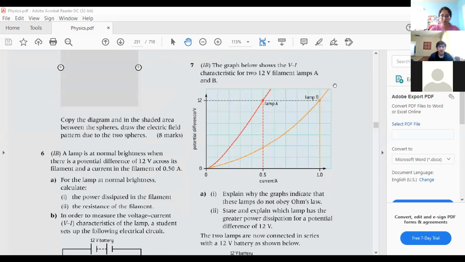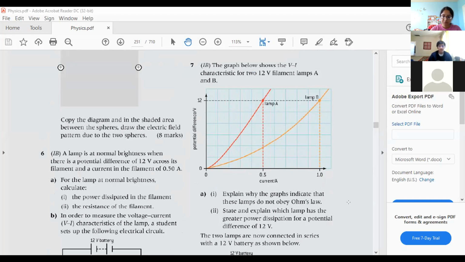Okay, so this should be like Ohm's law, right? The graph below shows the VI characteristic for two 12-volt filament lamps, A and B. Explain why the graphs indicate that these lamps do not obey Ohm's law. I guess it's because it's exponential, right? Well, I wouldn't say it's exponential because we don't know that for sure. We would have to prove that. All you can say is it's not directly proportional, or it's not linear.